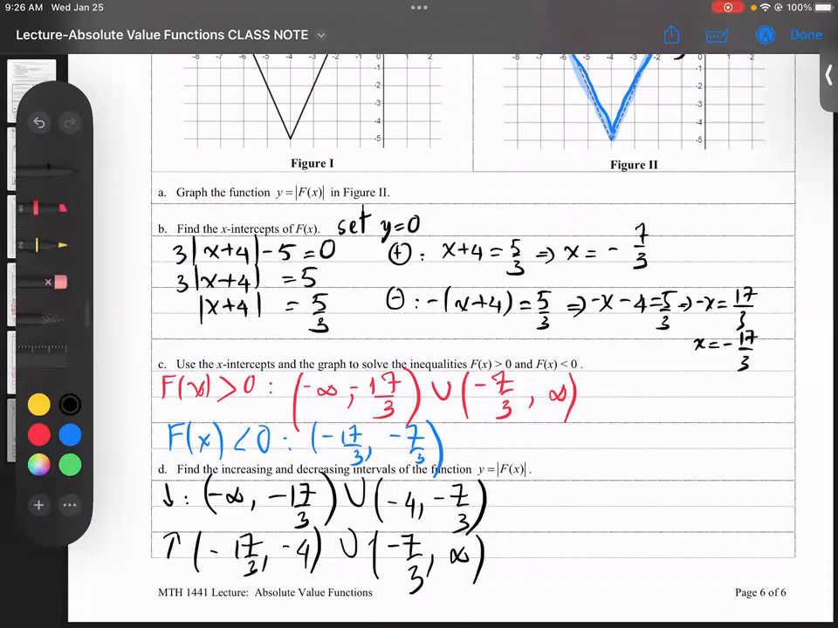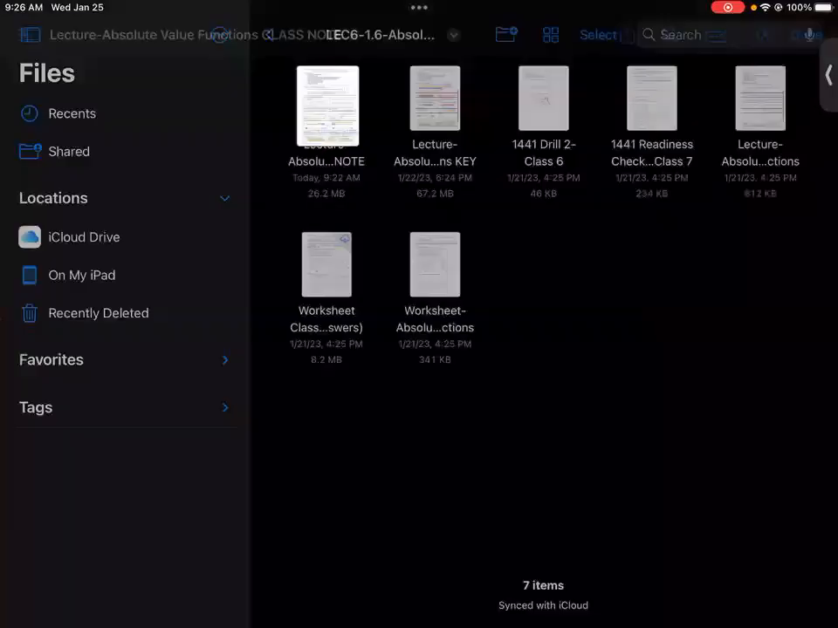You should be able to know how to do this. It will be on the exam. Well, not this problem, but the increasing and decreasing intervals. Yeah, we're done with that part. I'll post that after class.